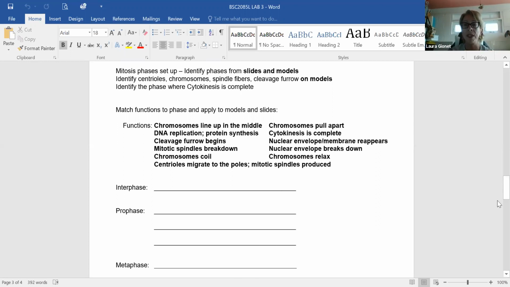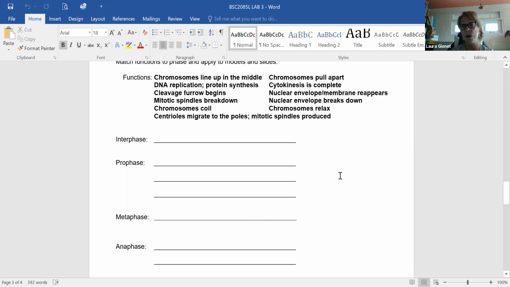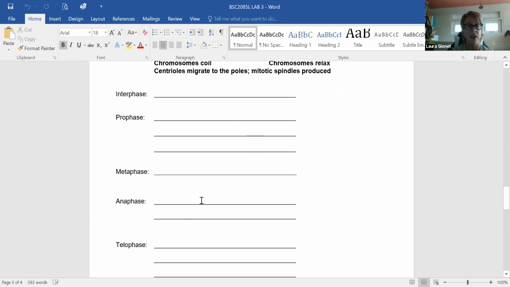Okay, so when we see something that represents prophase, you may be asked to give 1, 2, or even 3 different functions that occur during that phase. Right? Metaphase, it's really easy. Chromosomes line up in the middle, right? And that's very, very easy to identify. Right? Then we have anaphase, right?